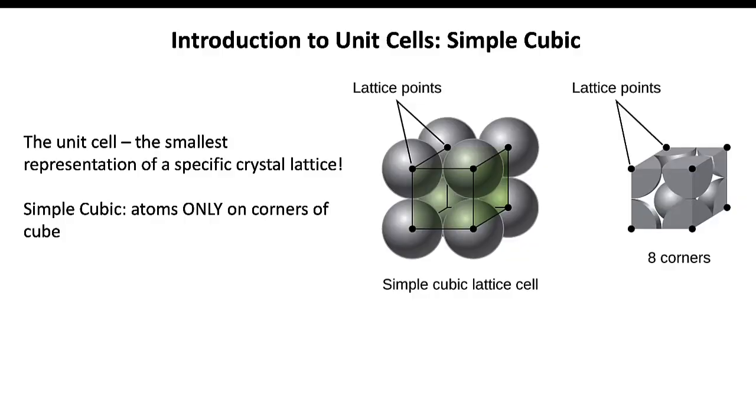Here's the first of the unit cells we're going to be looking at, called simple cubic. This is the simplest of any of the unit cells we can have. It's a cubic cell, so we have a cube, right? We only have one edge length parameter, and all the angles are 90 degrees. For the simple cubic case, atoms are only on the corners of the cube, and they're adjacent to one another.